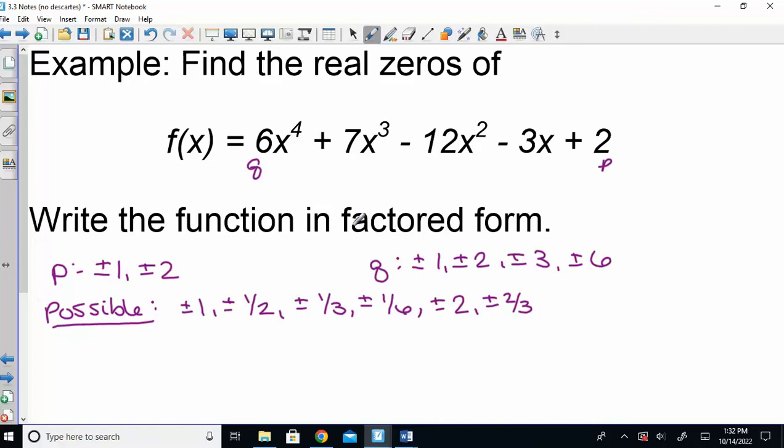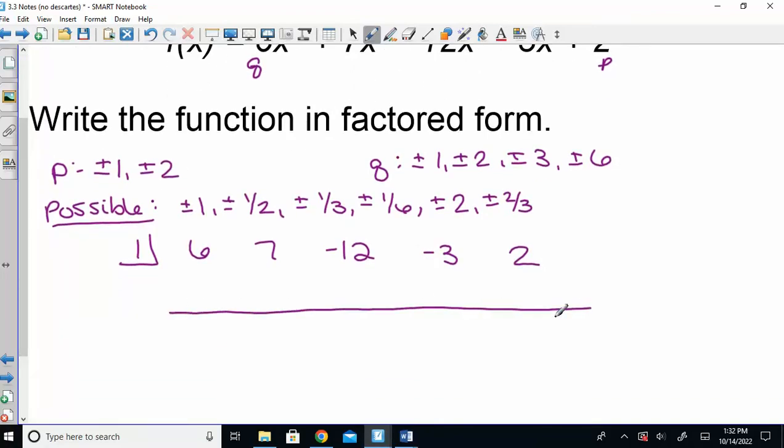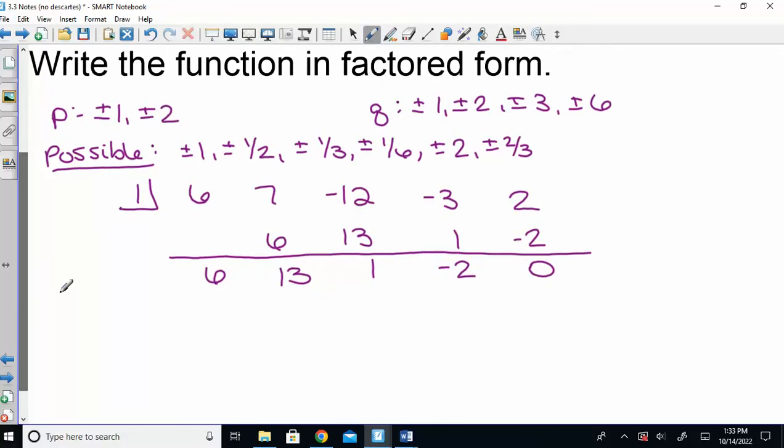So can you tell something that works? 1. And if you started with a different one, that's okay. We just have to have one of them that is. So then we do our synthetic with that number. So at the end of this, my remainder constant x squared, this is still an x cubed.